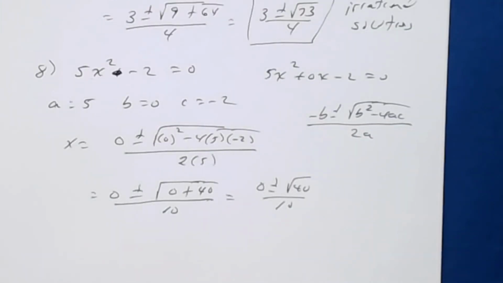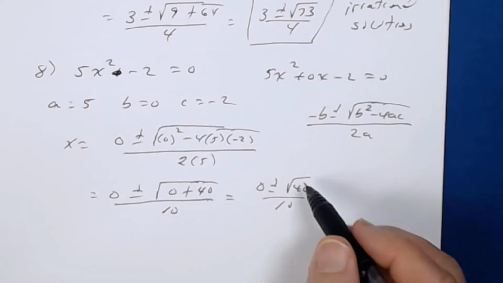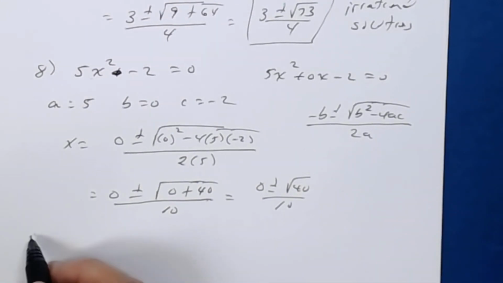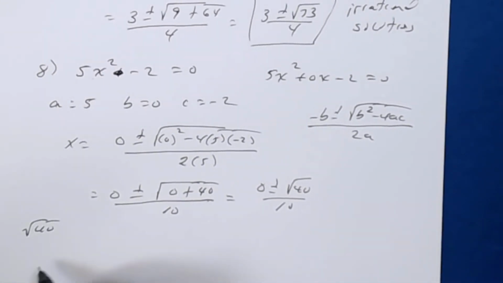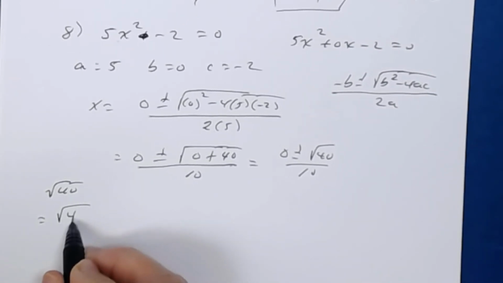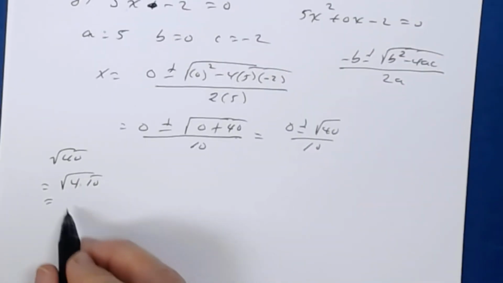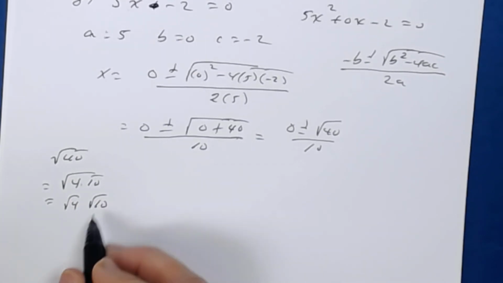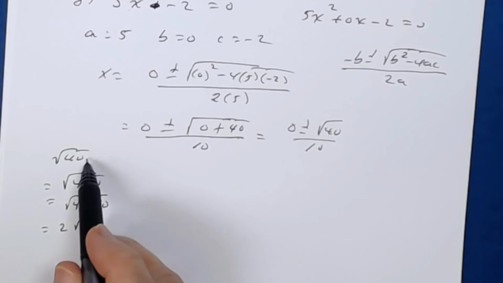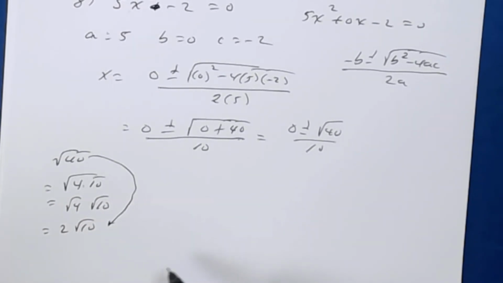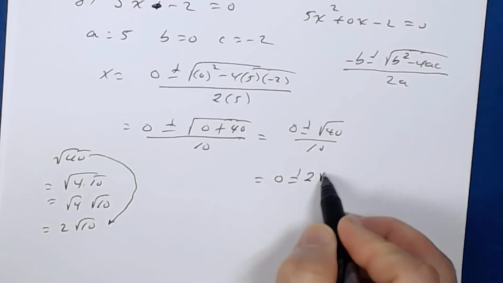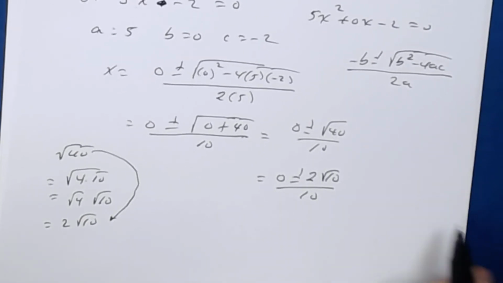Okay, now, here's what I want you to think about. First of all, let's simplify the square root of 40. So I'm going to go right here and do the square root of 40. What perfect square goes into 40? Okay, 4. So I can write this as the square root of 4 times 10, right? And then I can write this as the square root of 4 times the square root of 10. And what's the square root of 4? 2. So I get 2 square root of 10. So the square root of 40 is 2 square root of 10. So that goes here. So that's 0 plus or minus 2 square root of 10 divided by 10.